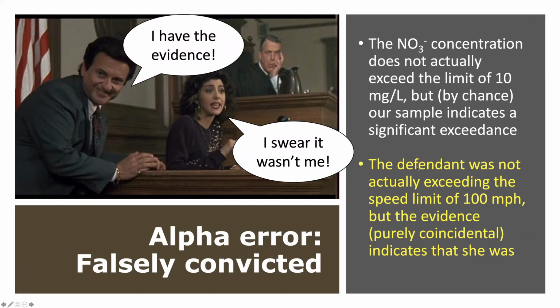The analogy in the court setting would be where the defendant was not actually exceeding the speed limit of 100 miles per hour, but the evidence indicated that they were. So this evidence might be purely coincidental and misleading in a sense. All right, so this is an error, and this is what we refer to as the alpha error.